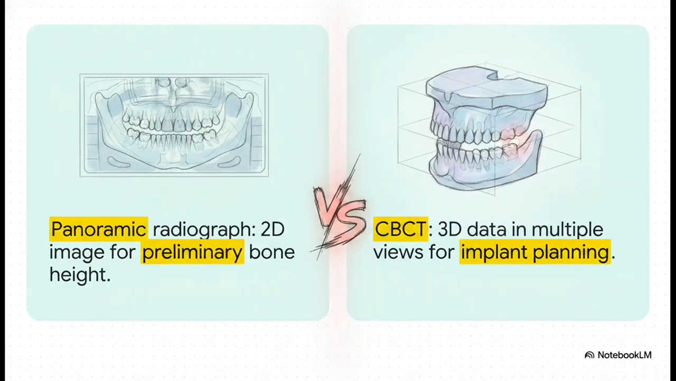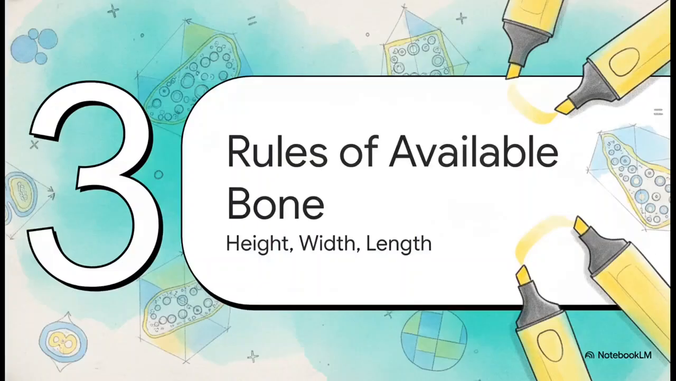So, a CBCT is absolutely mandatory when you need three-dimensional digital planning. It gives you coronal, sagittal, and panoramic views, letting you literally map out bone quality, and where all your critical structures are hiding. All right, Section 3, Rules of Available Bone. Grab your highlighters. This section is basically microscopic math and highly tested numbers. Stick with me, we'll do the math together.